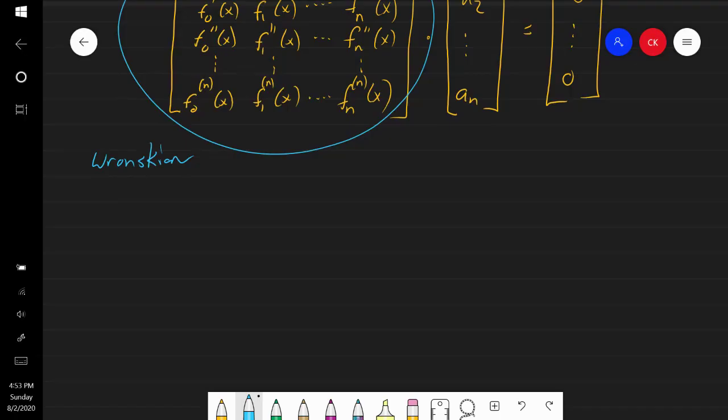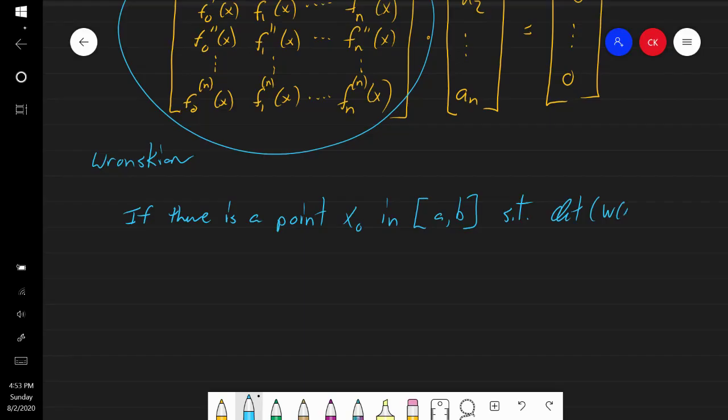So we do want to make a couple of notes here. Let's write this out. So if there is a point, we only need one, x0, in our specified interval AB, such that the determinant of the Wronskian is non-zero, then the Wronskian is non-singular.